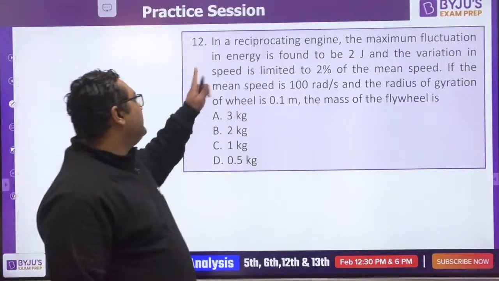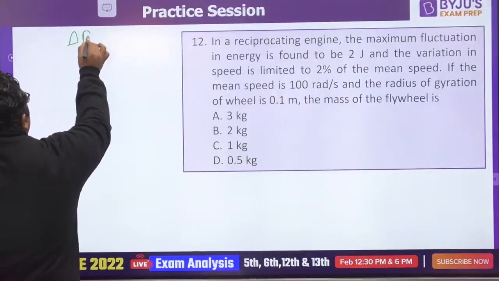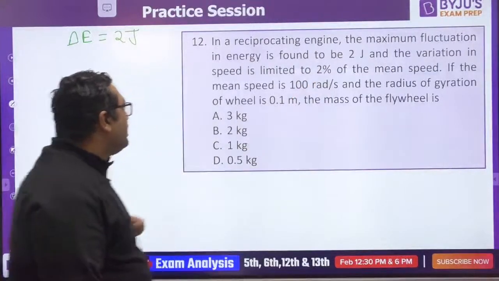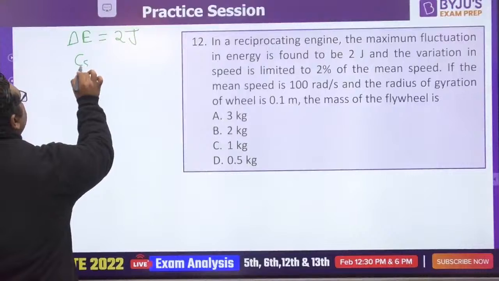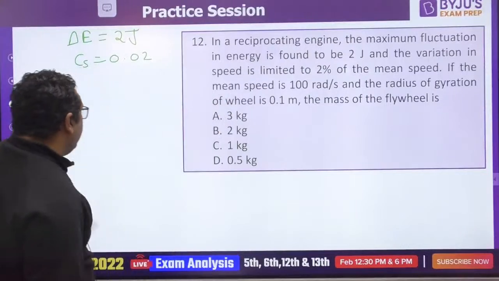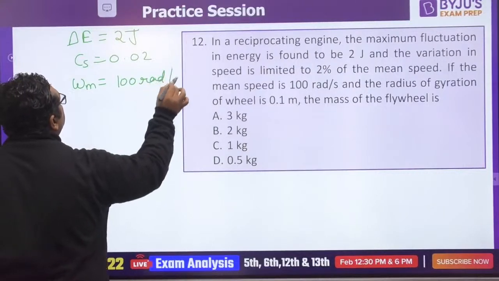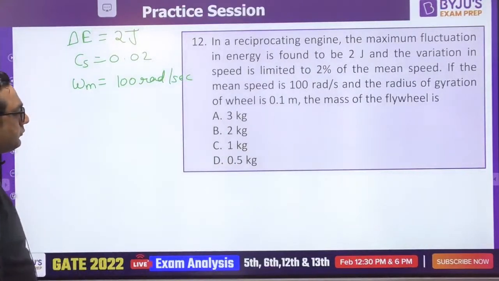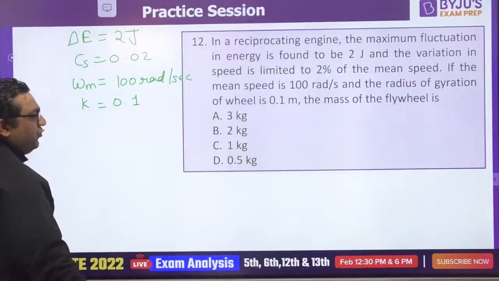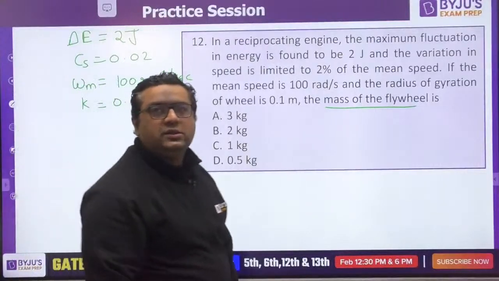So this time you can see in a reciprocating engine the maximum fluctuation of energy is 2 joule, and the variation of speed is limited to 2%. If the mean speed is 100 radian per second, radius of gyration is 0.1, you need to find out the mass of flywheel. After that, we are having 2 new questions.